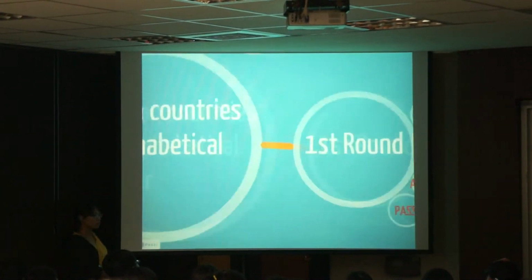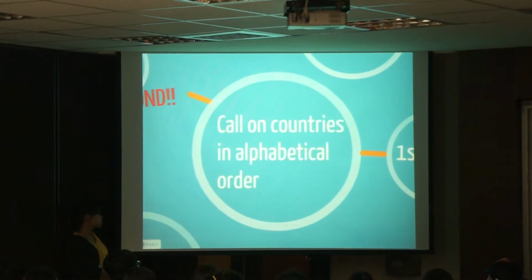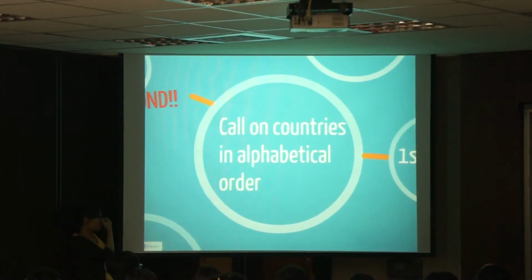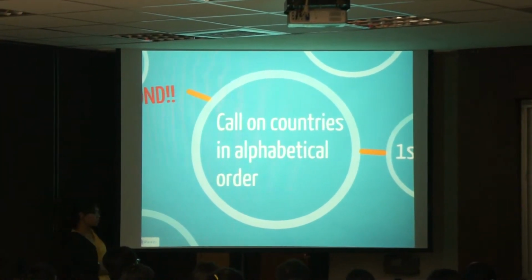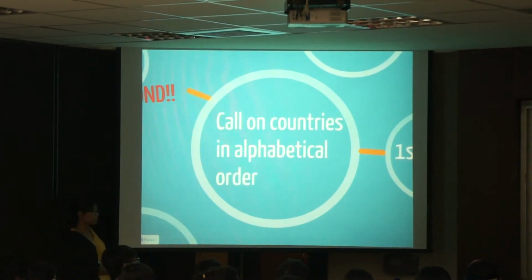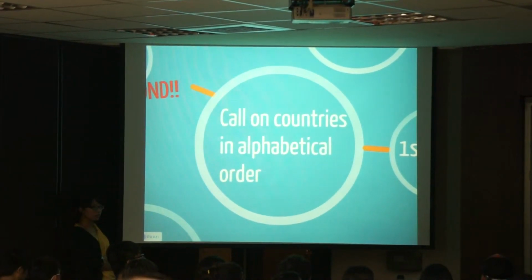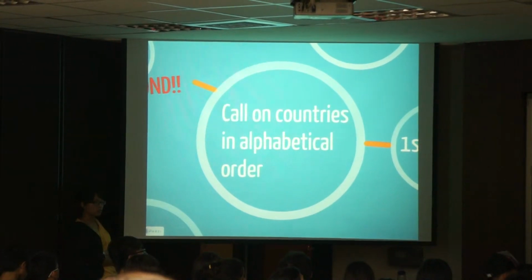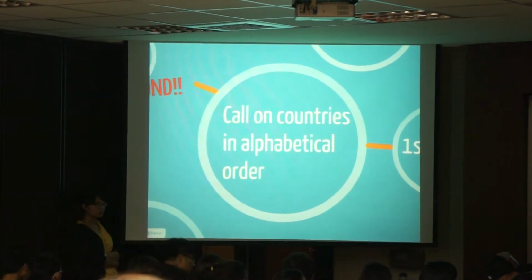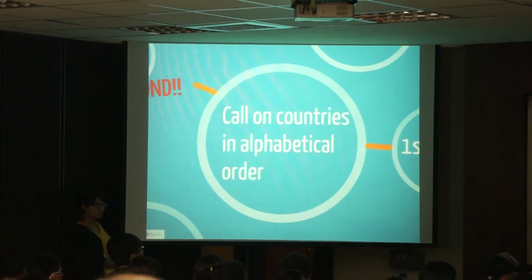So the chair will call the countries in alphabetical order. So it's probably A, Australia or Austria first, and then B for Brazil, C for China, and one by one.